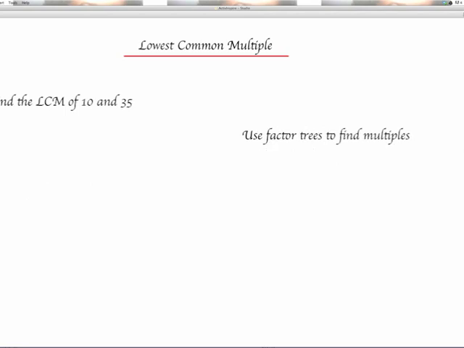Okay, another way to find the lowest common multiple is to use factor trees to find the multiples. So if we want to find the lowest common multiple of 10 and 35, using the factor trees, to get 10 I can have 2 times 5, and those are prime numbers. And then for 35 I can have 7 times 5, which are also prime numbers.